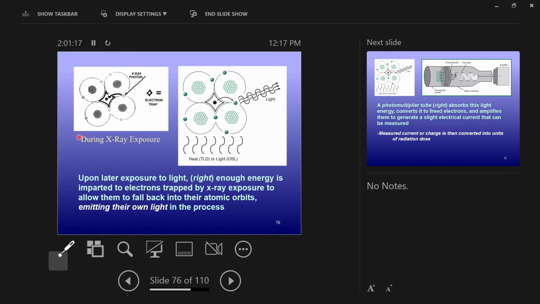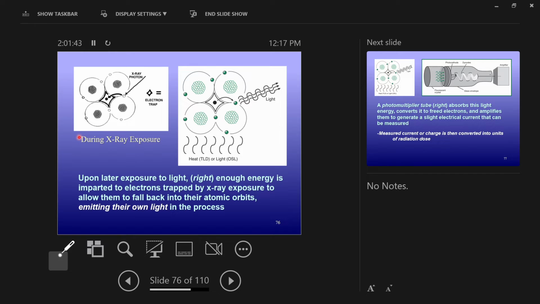Okay. This event to this event can be months separated. Okay, you wear your badge for 3 months. So this is happening the entire 3 months. And you send your badge to the badge company. The badge company shines their special light at it and measures how much light your badge re-emits. And they can calculate from that how much radiation you absorbed.